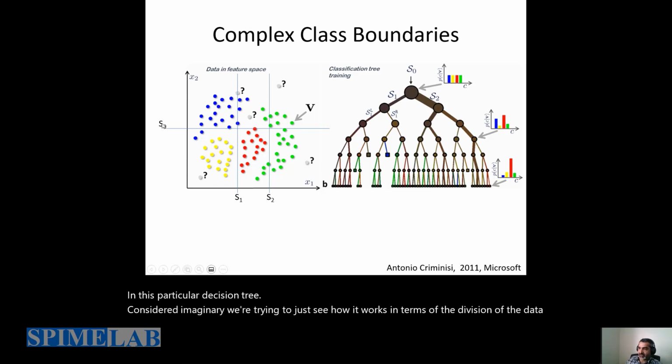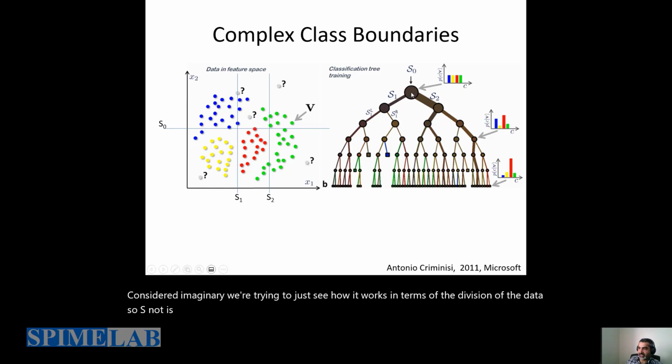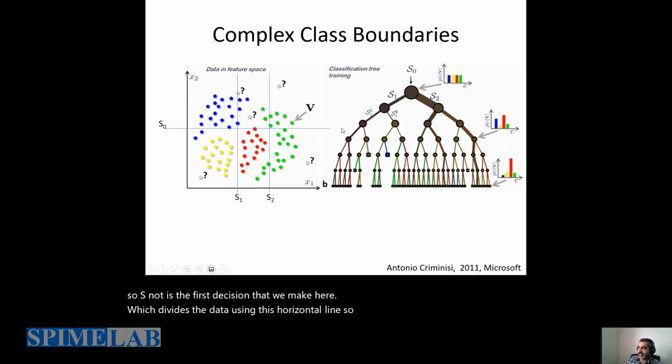So S0 is the first decision that we make here, which divides the data using this horizontal line. So above this line and below this line go right and left of this node.